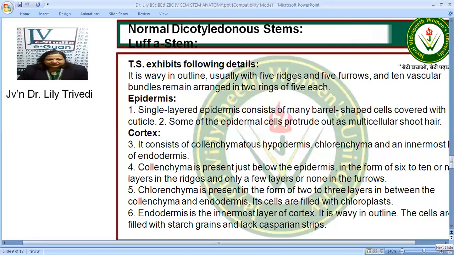Now the epidermis consists of barrel-shaped cells. Cuticle is present. Multicellular shoot hairs are there. The cortex is collenchymatous in the hypodermis and chlorenchymatous below. So chlorenchyma is present just below the collenchyma, in the form of 2 to 3 layers between the collenchyma and endodermis. Chlorenchyma consists of cells filled with chloroplasts. After this, we have the endodermis, which is the innermost layer of the cortex. It is wavy in outline and filled with starch grains, as a starch sheath.